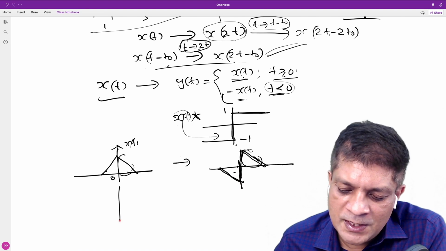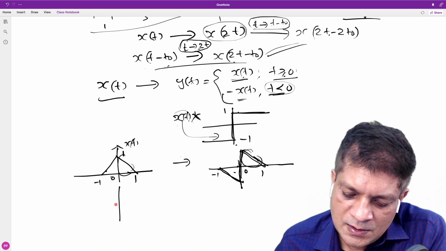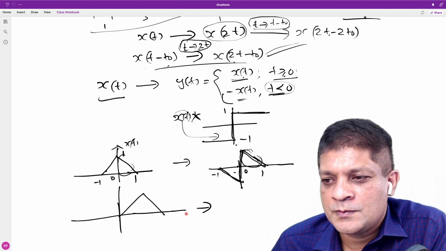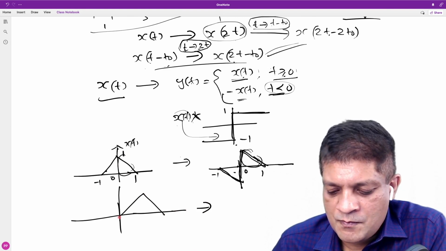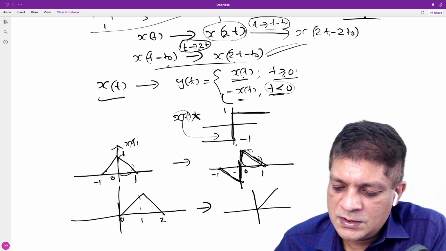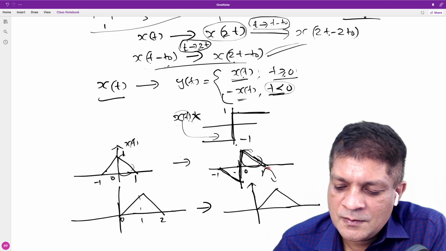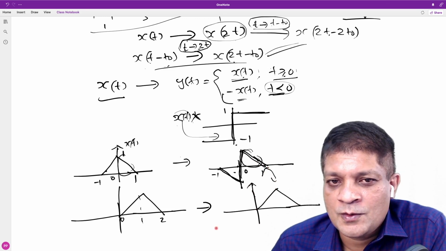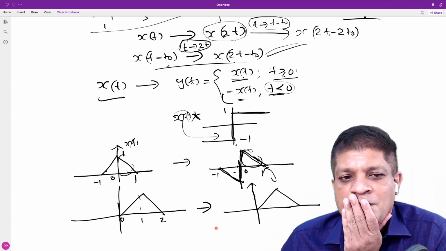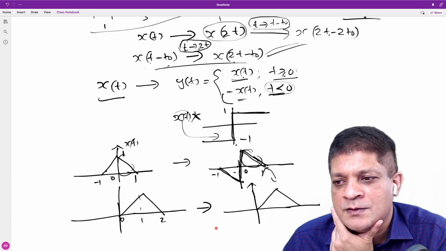Now, suppose I am delaying it, let's say this is 1, minus 1, 1. Suppose I am delaying it by 1. What will be the output? This is 0, 1, 2. Is it this? Is it a delayed version of this? No, sir. So is it a time varying system or time invariant system? Time varying. It is a time varying system.